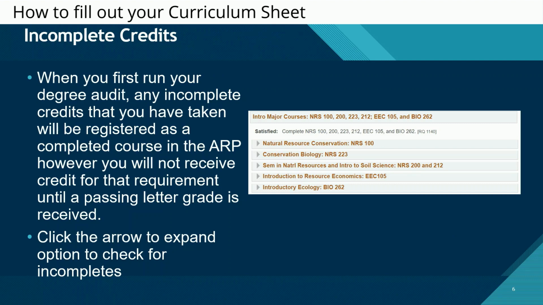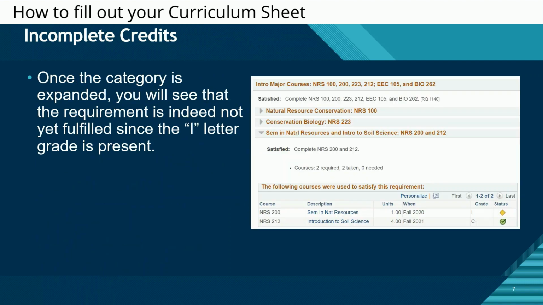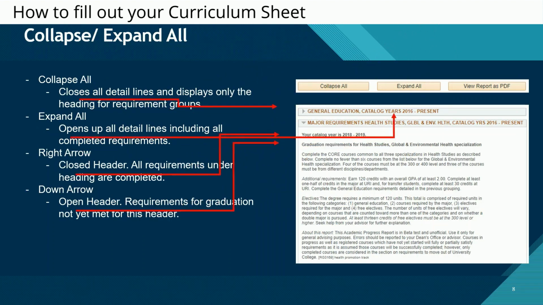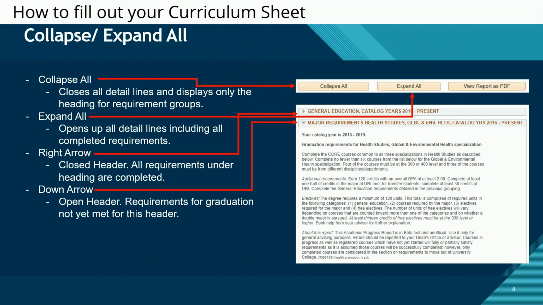When you first run your degree audit, any incomplete credits that you have taken will be registered as a completed course in the ARP. However, you will not receive credit for that requirement until a passing letter grade is received. Click the arrow to expand the option to check for incompletes. Once the category is expanded, you will see that the requirement is indeed not yet fulfilled since the I letter grade is present.